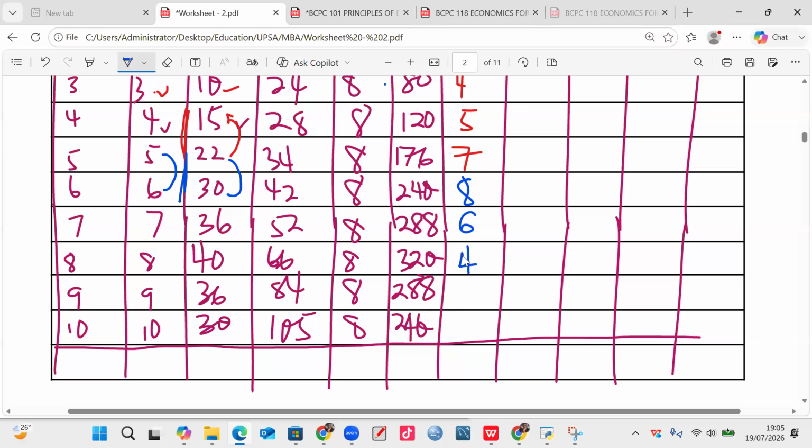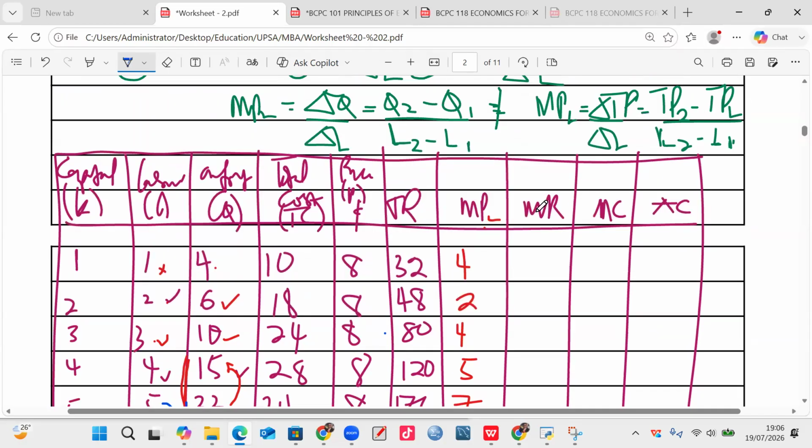Hey, who is next? Negative 4. How do you get that? 36 minus 40 divided by the 9 minus 8. That's correct. So don't say because it's negative it's wrong. Just follow the formula. You'll be okay. The next one, negative 6. How come? 30 minus the 36 divided by 10 minus 9. That is it. You are done with that part.